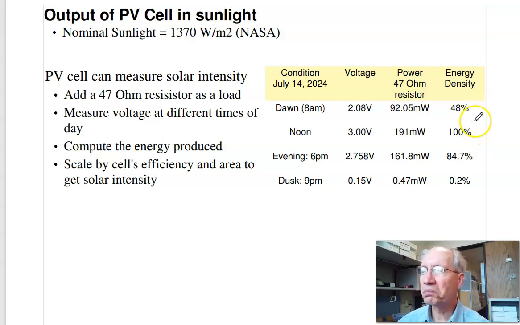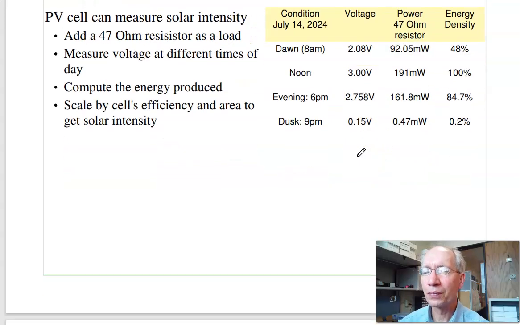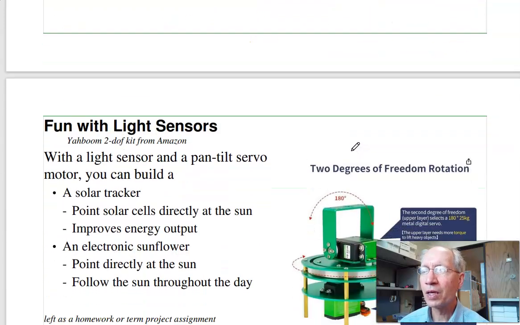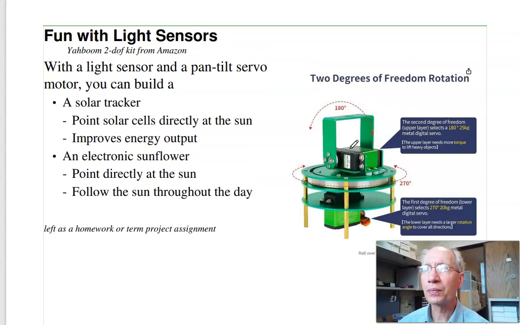But throw in a constant, and I can tell you the solar intensity. The solar intensity should be 1370 watts per square meter. That's nominal sunlight. That's probably in the desert, 0% humidity at noon. It'll be less than that in Fargo. So, some fun with light sensors.